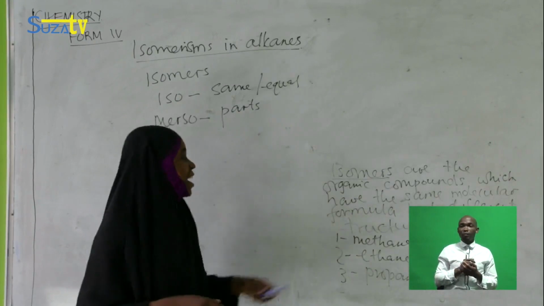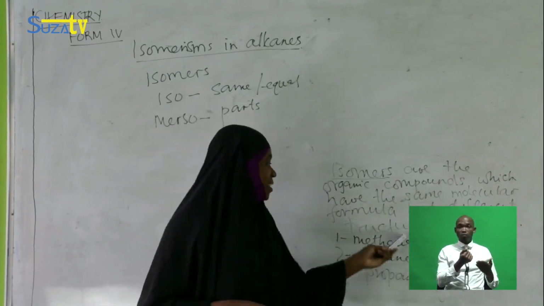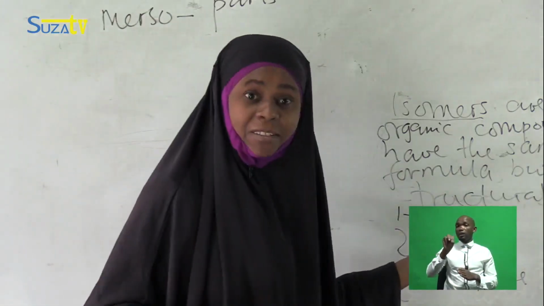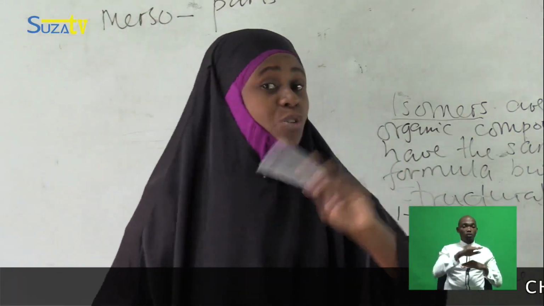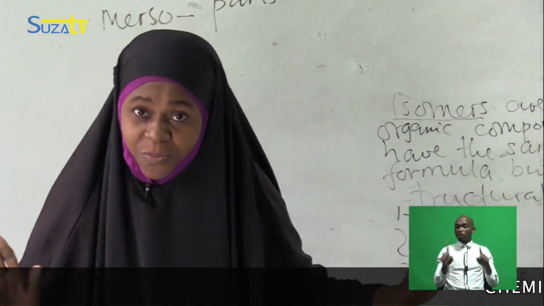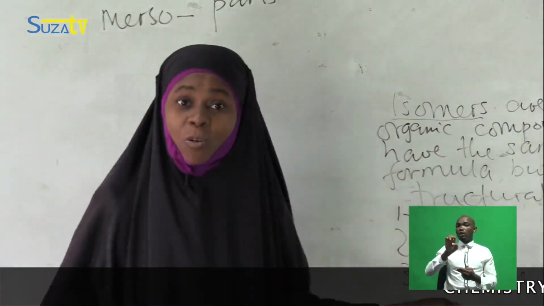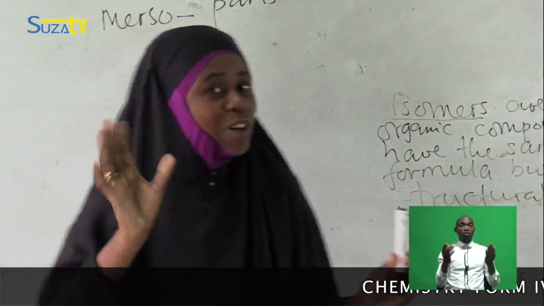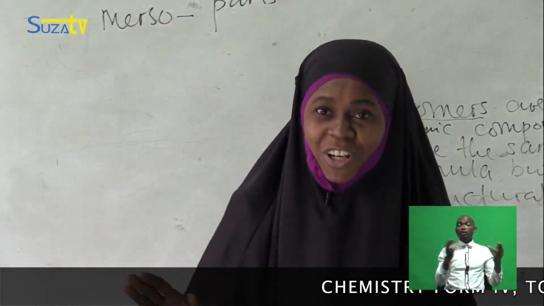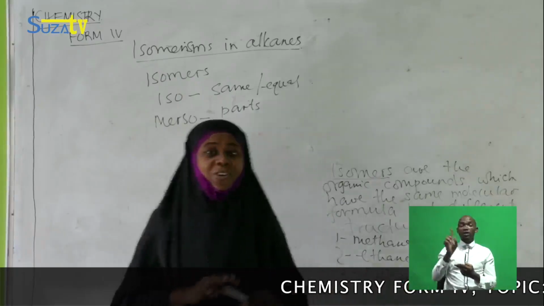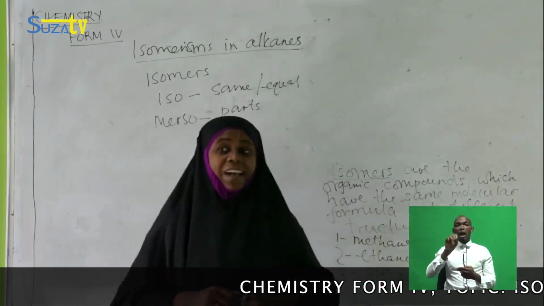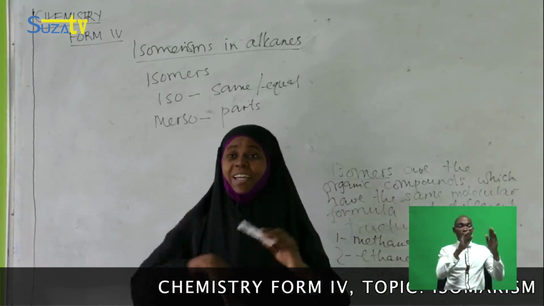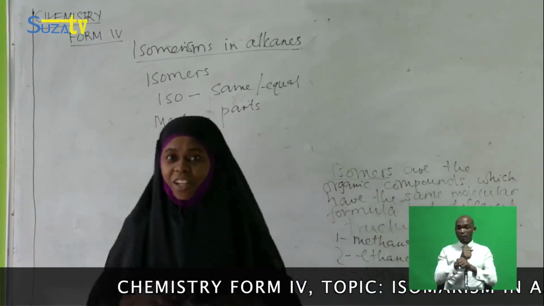This is because, my dear, whatever way you arrange the atoms in methane, you're not going to get a different structure. The same case in ethane. Whatever way you arrange the atoms, you will get the same structure. Therefore, this will not be an isomer. And also in propane, we can't get a different structure by arranging the atoms within propane.